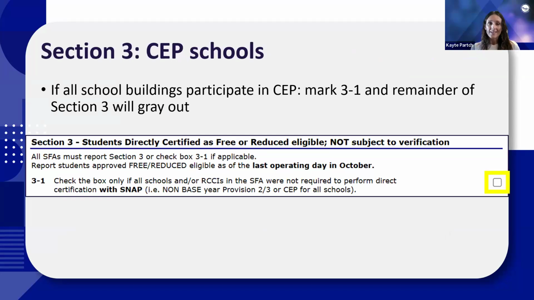Moving on to section 3 and focusing on the community eligibility provision schools. For districts that have all of its buildings utilizing the CEP option, they need to mark the box in 3-1, and doing so will make the remainder of section 3 gray out. The values do not need to be reported in the remainder of section 3 if all students enrolled in a district receive no-cost meals because every building in the district participates in the community eligibility provision.